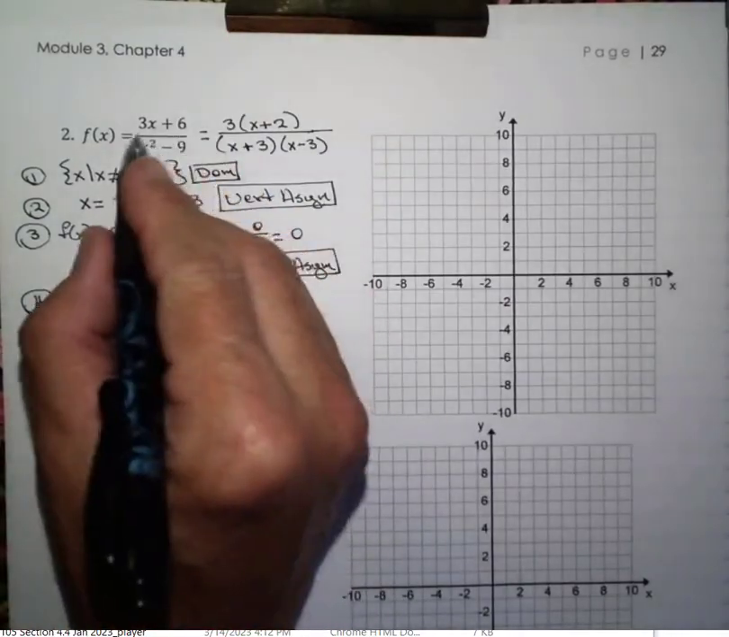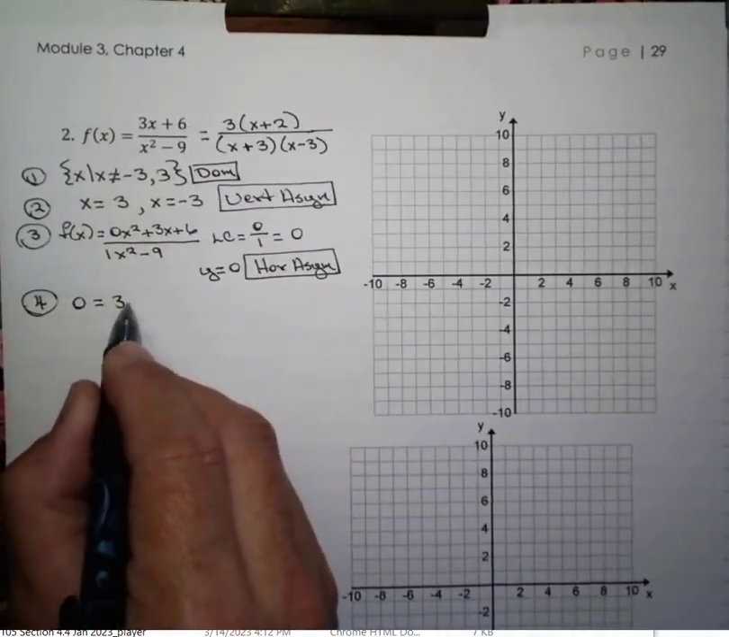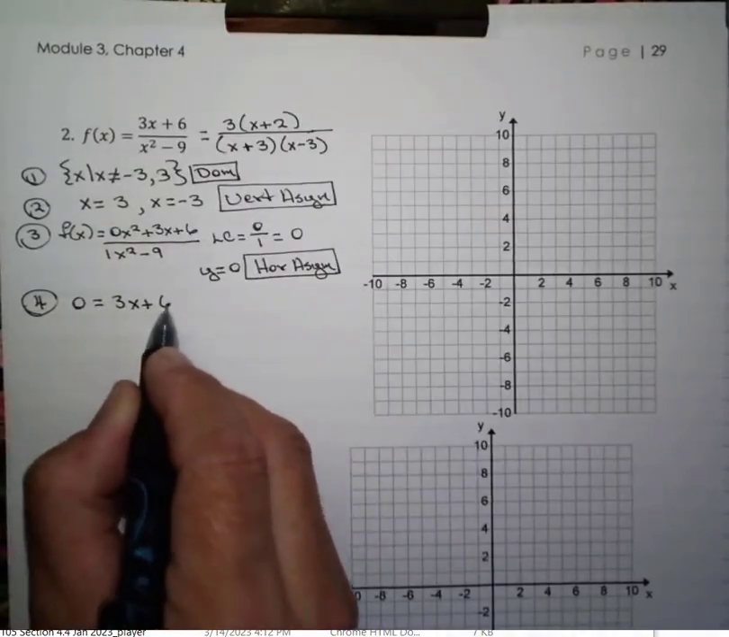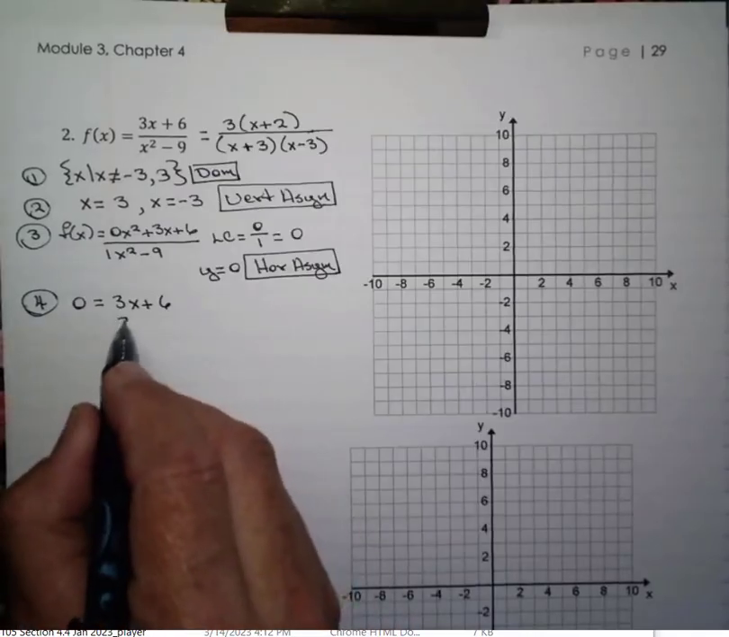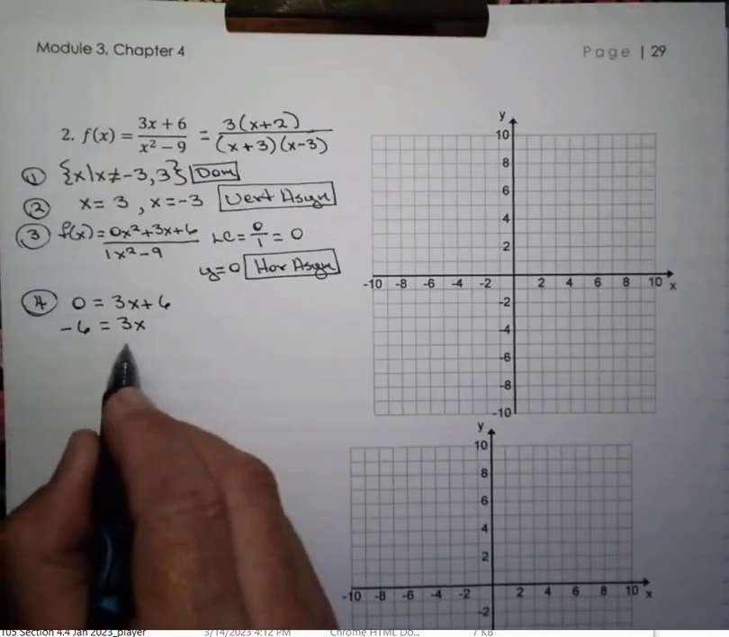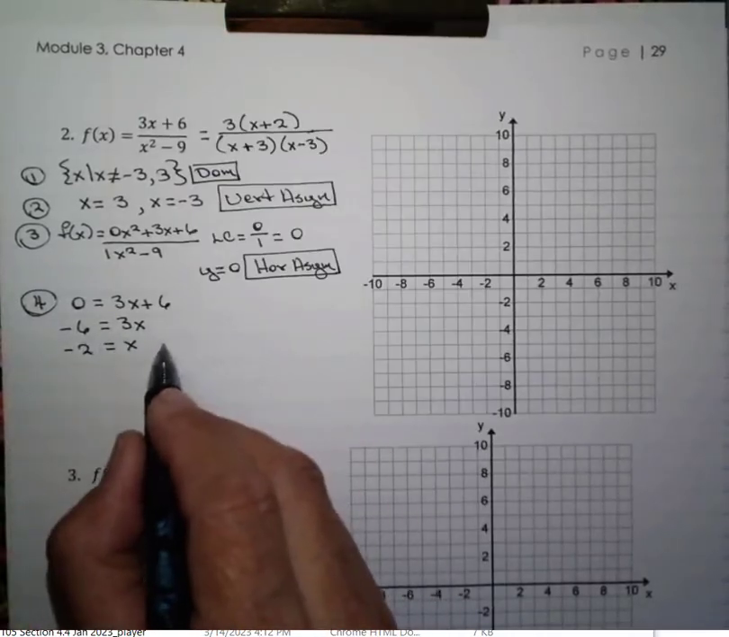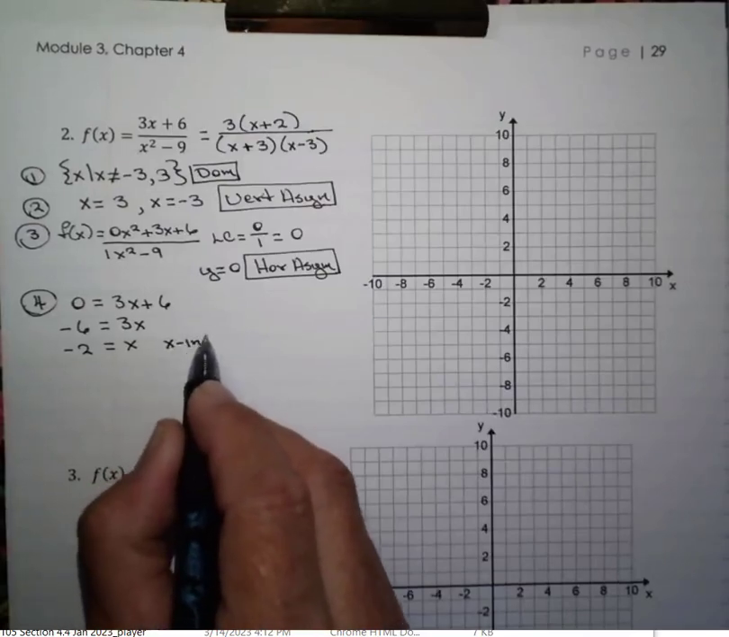That's going to happen if the numerator of this problem is 0. So all I have to really do is set the numerator to 0 and solve. And so that would be 3x is equal to a negative 6, and that's going to be x is equal to a negative 2. And that's going to be my x-intercept.